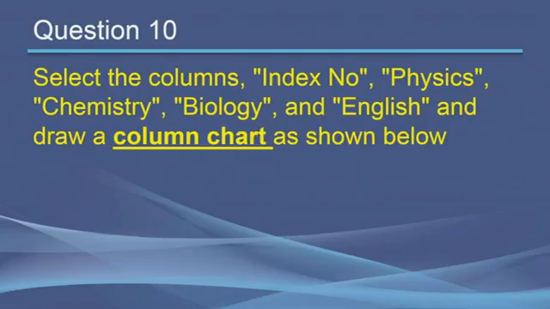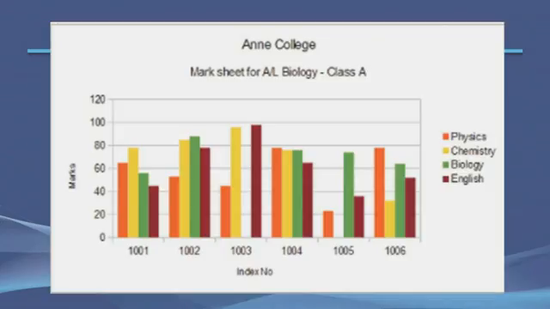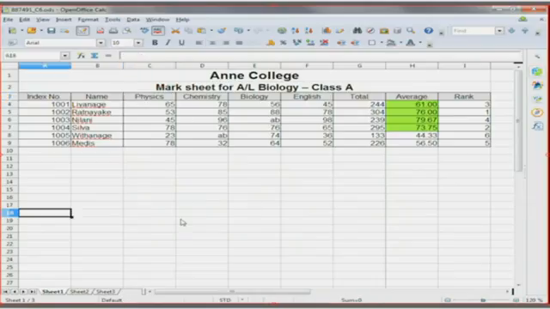Okay, let's go to the next question, the 10th one. Select the columns index number, physics, chemistry, biology and English and draw a column chart as shown below. So you have to select according to the physics, chemistry, biology and English. You have to draw a chart. Let's see our chart. So you have to draw a chart like this. So let's see how to draw a chart like this.